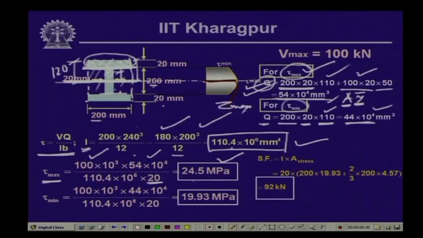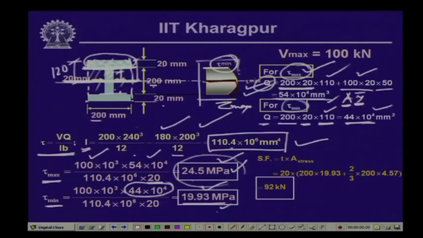Now, the minimum shear stress, which is at this particular location, is given by this expression, again V Q by I b, and only the value of Q changes, which is 44 into 10 to the power 4, and thereby we get a stress of 19.93 megapascal at this location. So, this is the value of tau minimum. This is the first part, where we compute the maximum stress and the minimum stress. This is the maximum value of the shearing stress occurring in the beam section when subjected to a shear force of 100 kilonewton, and in this I section the maximum shear stress is at the neutral axis and its magnitude is 24.5 megapascal.